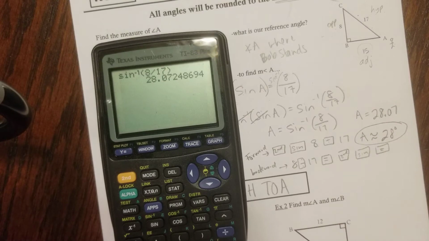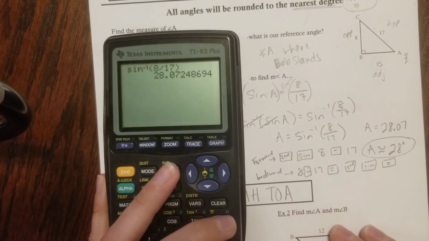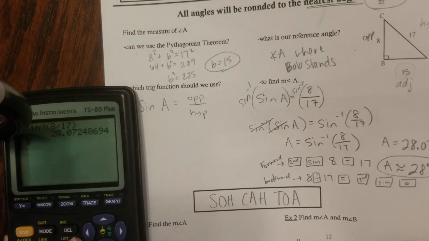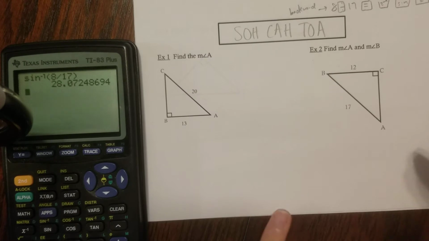If you can't get 28 degrees, just reach out to me. We have some Zoom FaceTime hours where I can just show you face to face in probably like 1 minute. All right, so we are going to continue working with that going forward. So let's look at our next example.